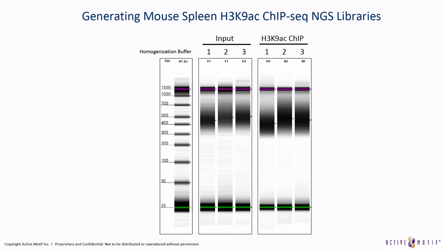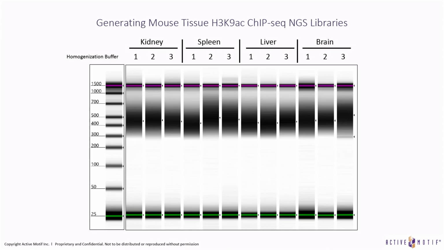And the H3K9 acetyl ChIP reactions also generated very nice NGS libraries, averaging at about 450 to 500 base pairs, implying that DNA was isolated during this ChIP reaction, and it was readily converted into a next-generation sequencing library. Because I had mentioned at the beginning of this webinar that I had done this in so many different tissues, I wanted to show that the ChIP-seq libraries generated in these tissues are all consistent.